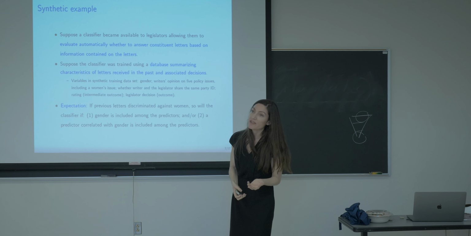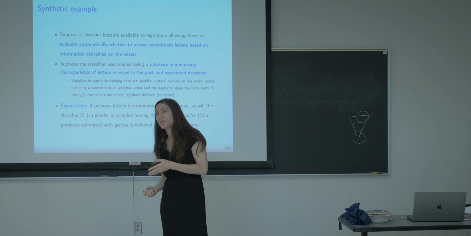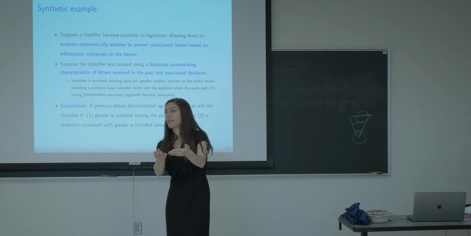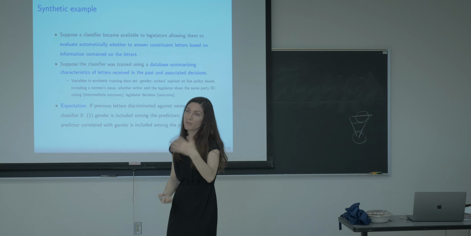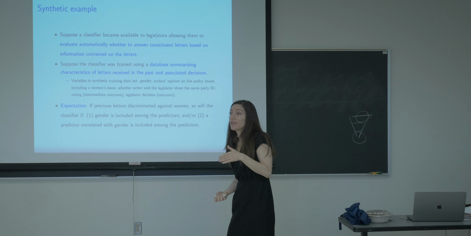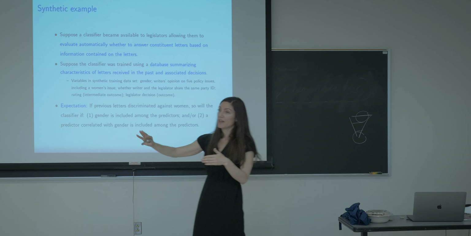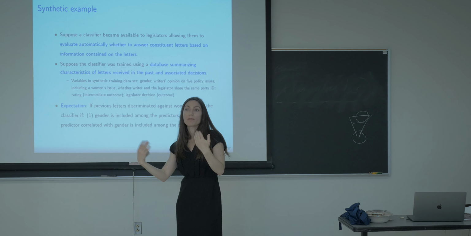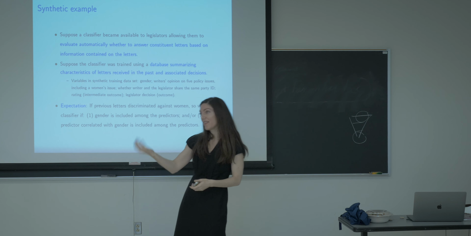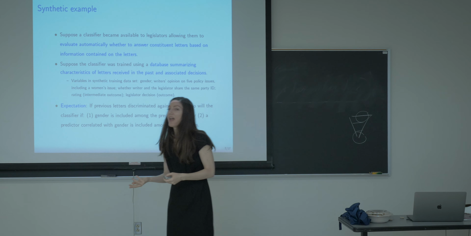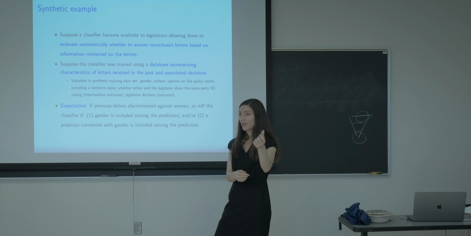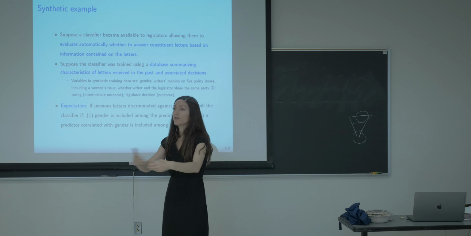So my expectation is that if gender is taken into account, then the algorithm will just treat women in the same way as human beings did before. The algorithm is going to discriminate against women. Now, if you don't take gender into account, but you take into account information that is highly correlated with gender, then the algorithm will still discriminate against women. So if you include information on the women's issue, the algorithm will still discriminate. And then if you drop both the information on gender and on the women's issues, there will no longer be an unequal treatment.